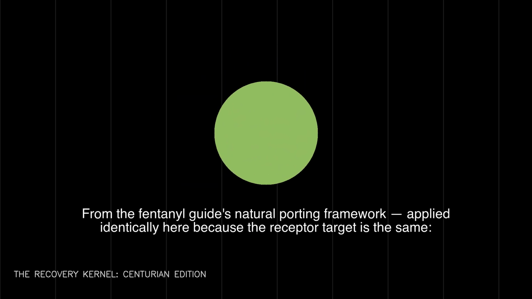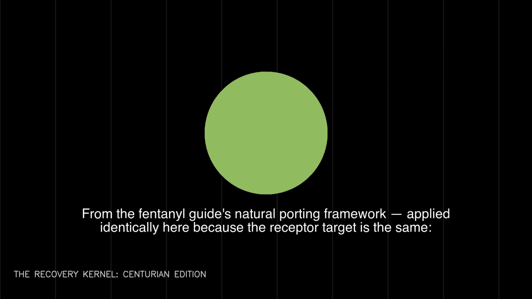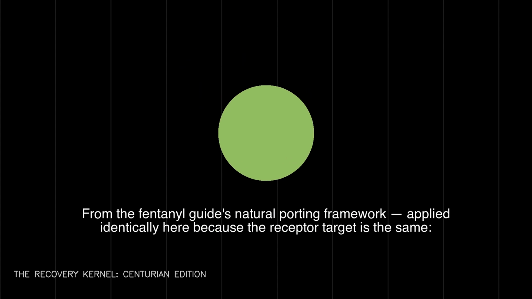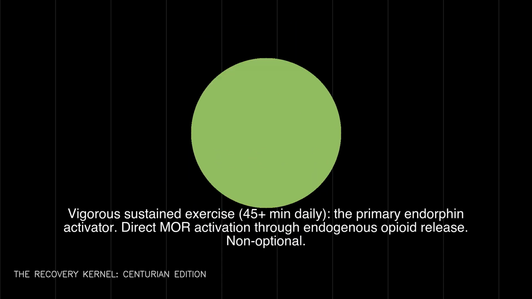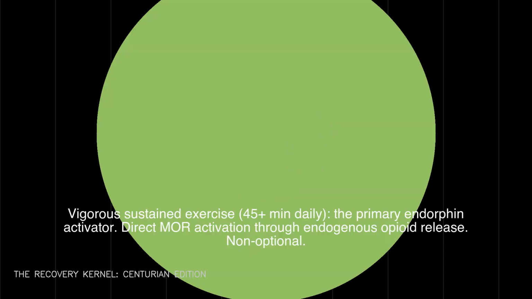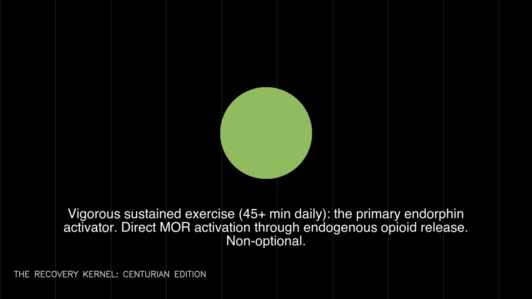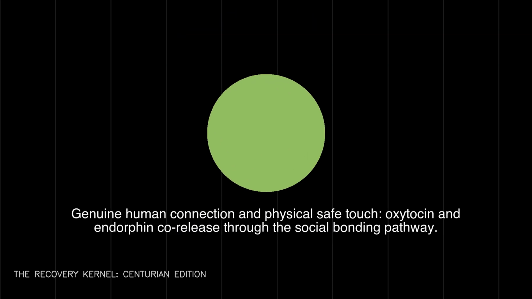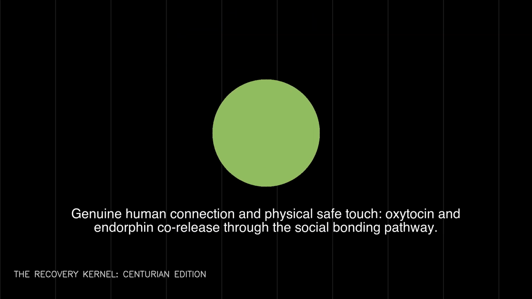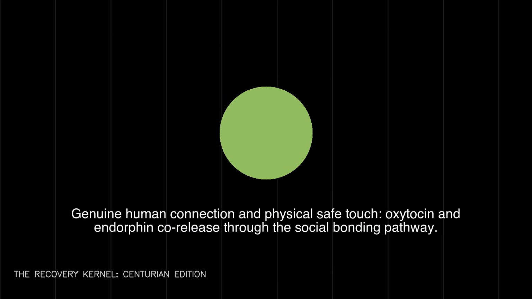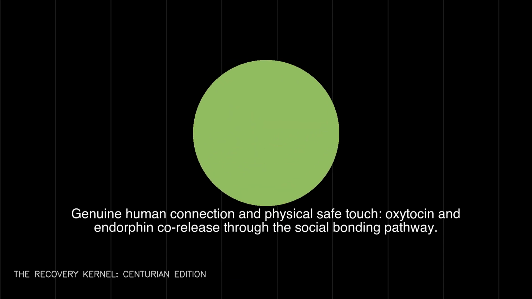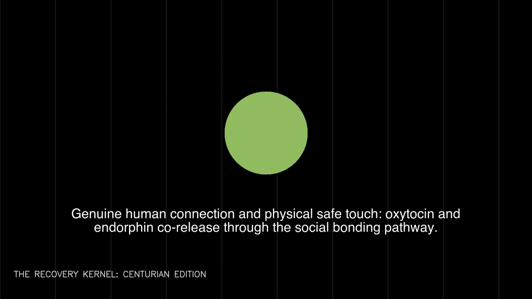Classical building the centurion, C28 applied to kratom, 2 natural architectures for 2 pharmacological profiles. Because kratom has 2 distinct functional profiles depending on dose, the natural architecture must address both. For the opioid profile user, the endorphin architecture, from the Fentanyl Guide's natural framework, applied identically here because the receptor target is the same.